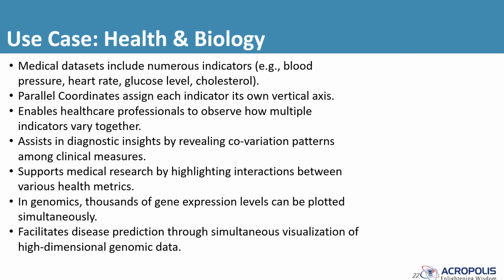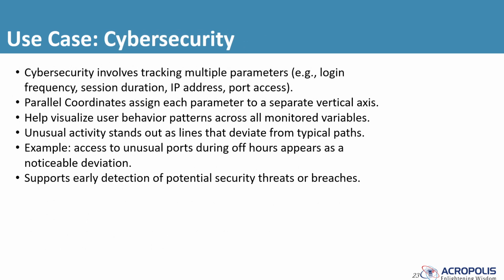The use case in health and biology. Medical datasets include numerous indicators, for example, blood pressure, heart rate, glucose level, and cholesterol. Parallel coordinates assign each indicator its own vertical axis, which enables healthcare professionals to observe how multiple indicators vary together. In genomics, thousands of gene expression levels can be plotted simultaneously.